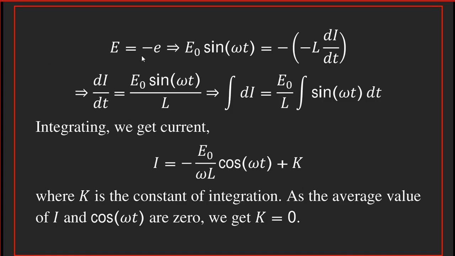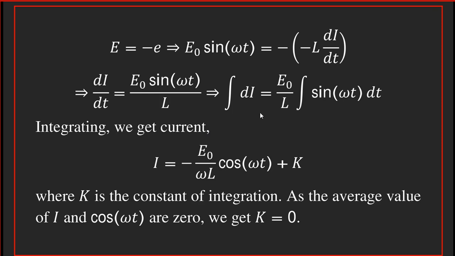Therefore, E is equal to minus small e, which implies the applied EMF E0 sin omega t equals minus of small e, which is minus of minus L into di by dt. So minus into minus becomes plus. Our aim is to find the current passing through that circuit. So we get di by dt is equal to E0 by L into sin omega t, or integral di is equal to E0 by L, which is a constant and can be taken out, integral sin omega t dt.